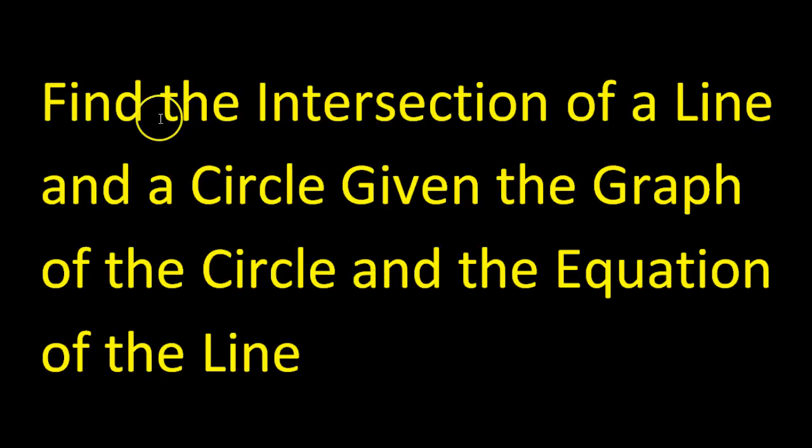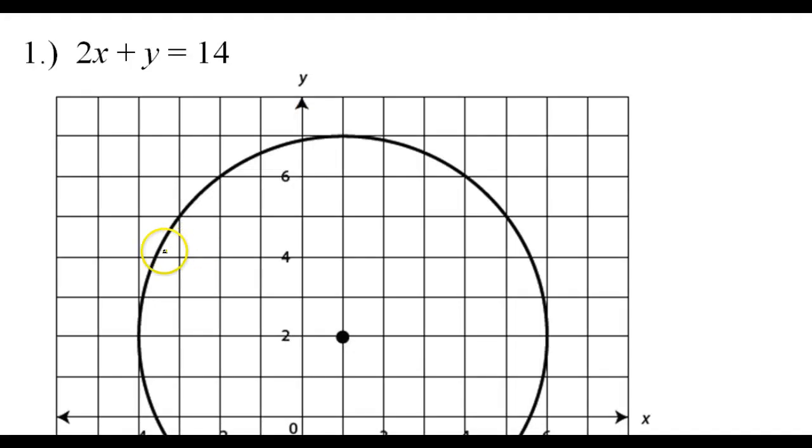Today we're going to learn how to find the intersection of a line and a circle given the graph of the circle and the equation of the line. Should be pretty easy. Look at problem number 1. Here's the equation of a line, here's the graph of a circle.